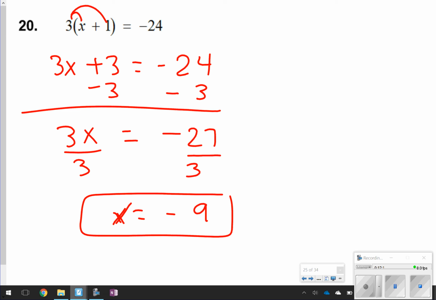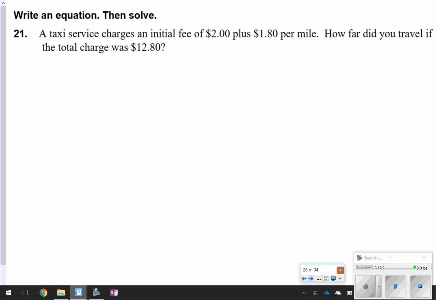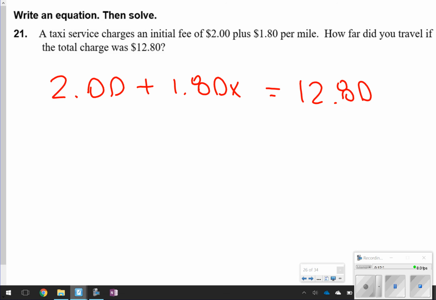Okay. Number 21, a taxi service charges an initial fee of $2 plus $1.80 per mile. How far did you travel if your total charge was $12.80? So first you need to write an equation. $2 everyone has to pay plus an additional $1.80, so $1.80 times x, and then you're equal to $12.80.